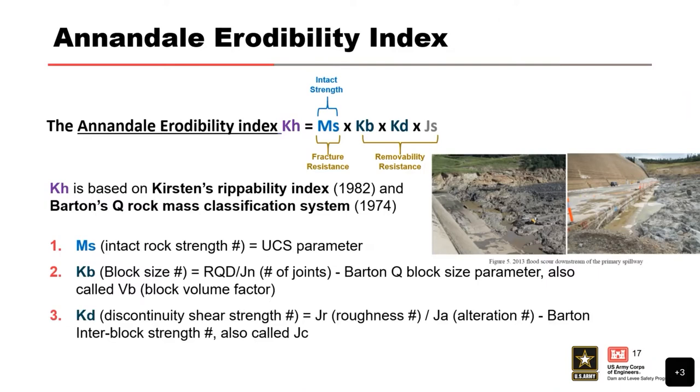Next is KD, the discontinuity shear strength number. So this is a function of the joint roughness number and the joint alteration number. The joint roughness is a function of the degree of the roughness of the opposing faces of the rock discontinuity. So if you have a very rough surface between the two discontinuity faces, it's going to be a little bit harder to move that block. But if you have more of an open joint or they're smooth in nature, then it's going to be easier for those blocks to move past each other.